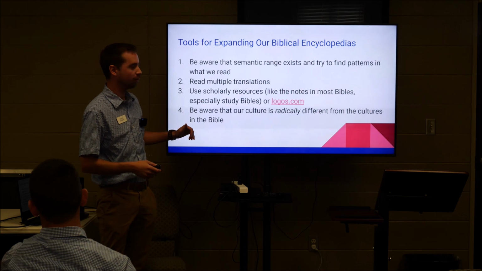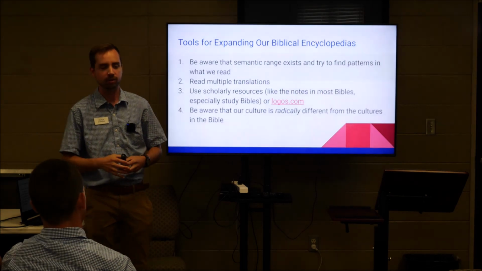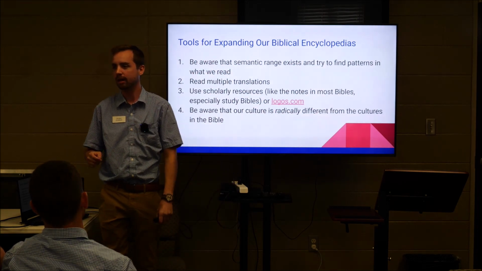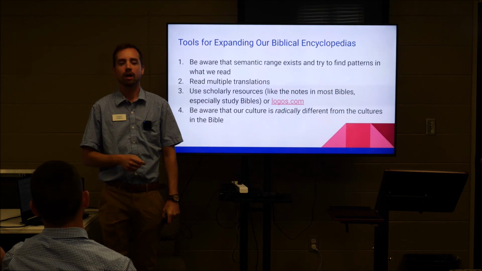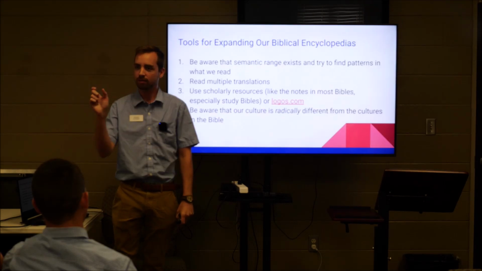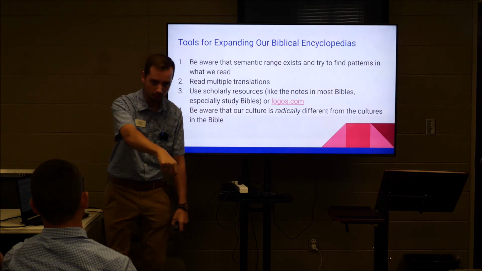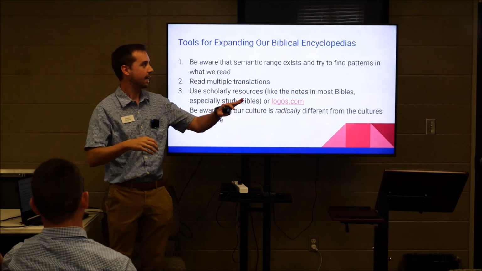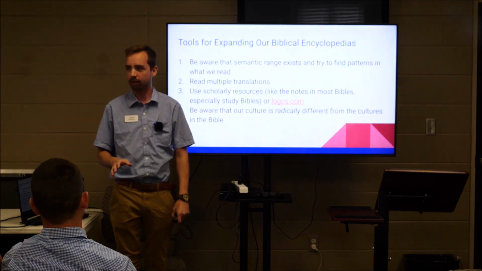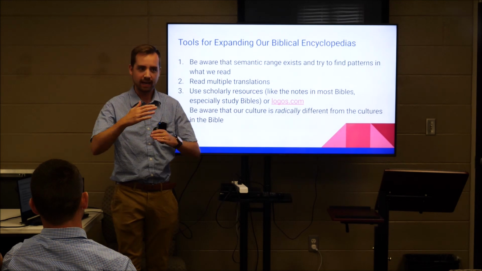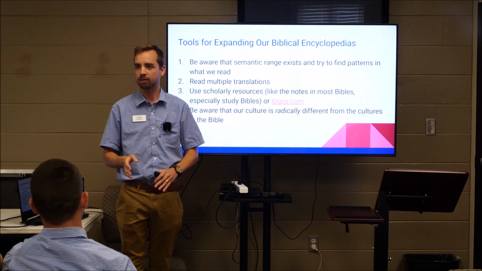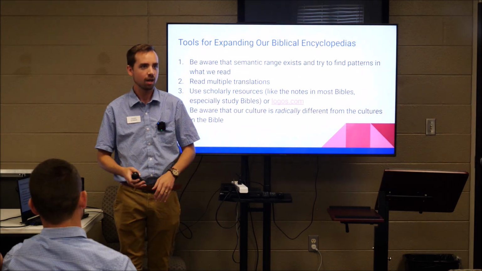The first four are for what I've called expanding our biblical encyclopedia. And this is a reference to the way that your brain processes language. Your brain does not process language like a dictionary. It doesn't have a brief sentence definition that you can just go pull up for a word. It has an encyclopedic knowledge of every word in every language that you know. So like pages and pages worth of information and different possible meanings and different connotations and things like this.